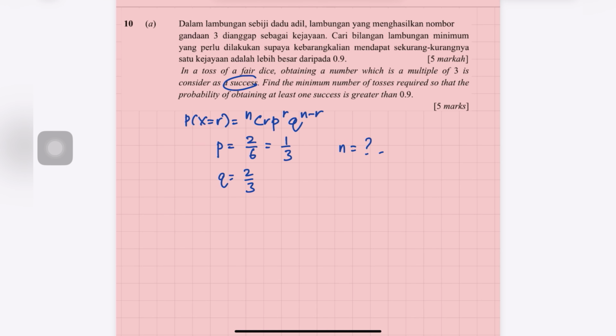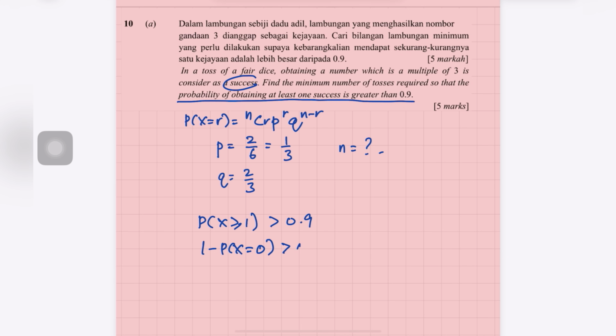It says here the probability of obtaining at least one success. So P(X is more than or equal to 1) is greater than 0.9. Actually, that is the sum of P(X = 1) plus P(X = 2) plus P(X = 3) up to n, which is too many. So we use the complement: 1 minus P(X = 0), which is more than 0.9.